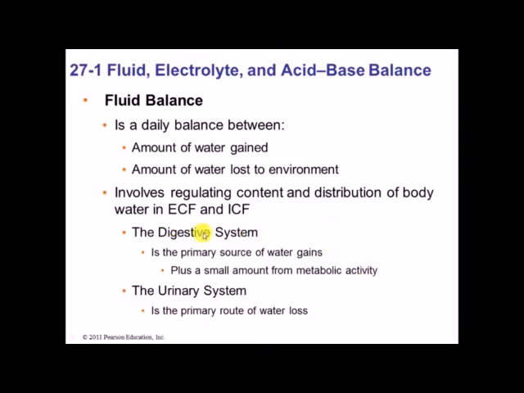The primary system that does this is the digestive system. It is the primary source of our water gains. Obviously, we drink a lot of water, and we also get a little bit from metabolic activity. As you know, in the production of ATP, you end up with carbon dioxide and water and ATP. And then the urinary system is our primary route of water loss, but we can also lose it through insensible perspiration, and then flat out sweating. We can lose a lot of it through that route.